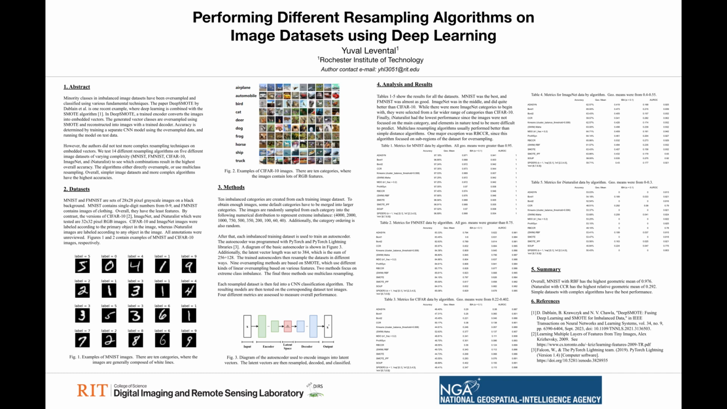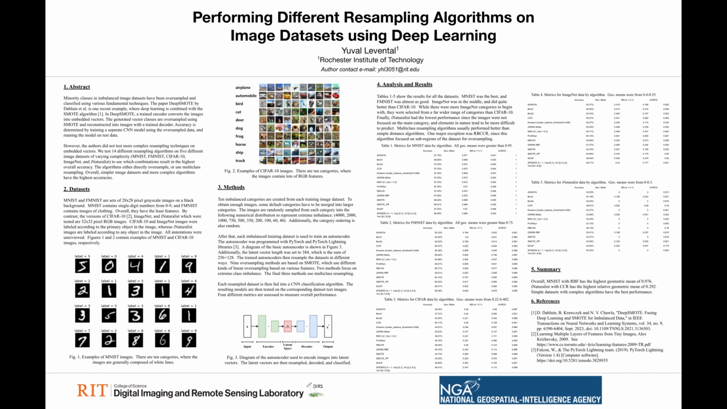For MNIST images, there are 10 categories where the images are generally composed of white lines. This makes classification relatively easy due to limited features. For the CIFAR10 images, there are also 10 categories, but the images are in full RGB color. Therefore, classification can be challenging due to more complex features.